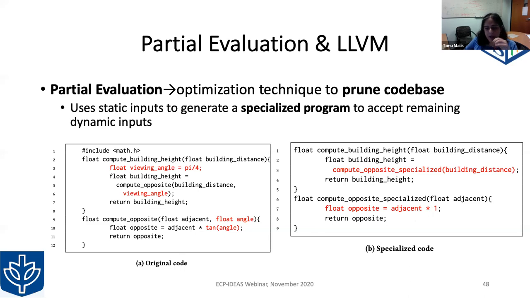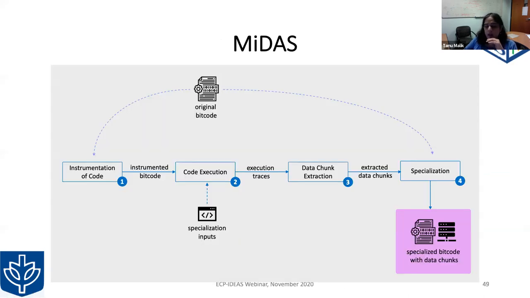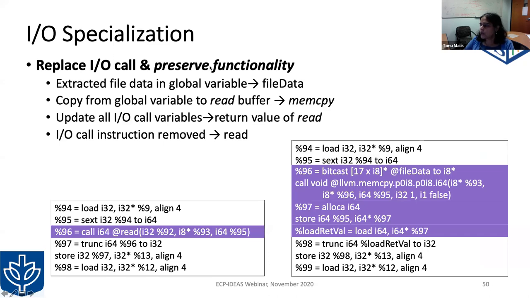So we are adapting this idea to IO specialization. The idea is, again, to instrument your code and find what particular data chunks I need to extract, and either include them with the binary or have a little database which can include this set of chunks to be able to run in the container. So basically, when the program would do a read IO call, instead there would be a memcpy reading from the actual chunk. So the actual chunk is being copied over here. You copy from the global variable to the read buffer, you update all the IO call variables, and basically the application uses the data from that buffer.